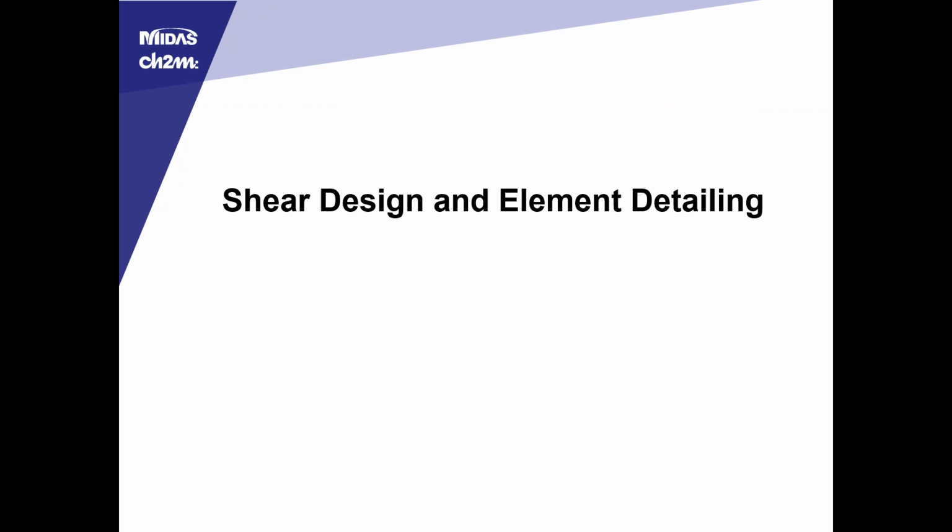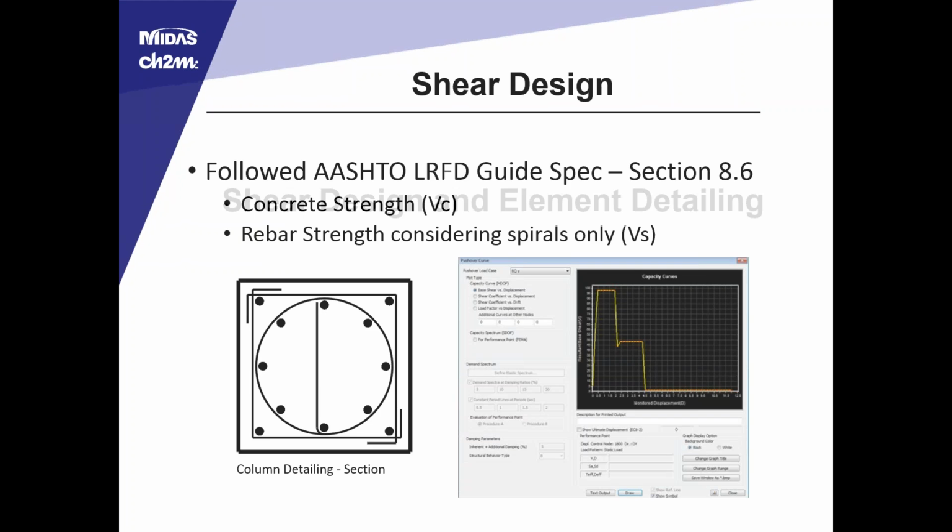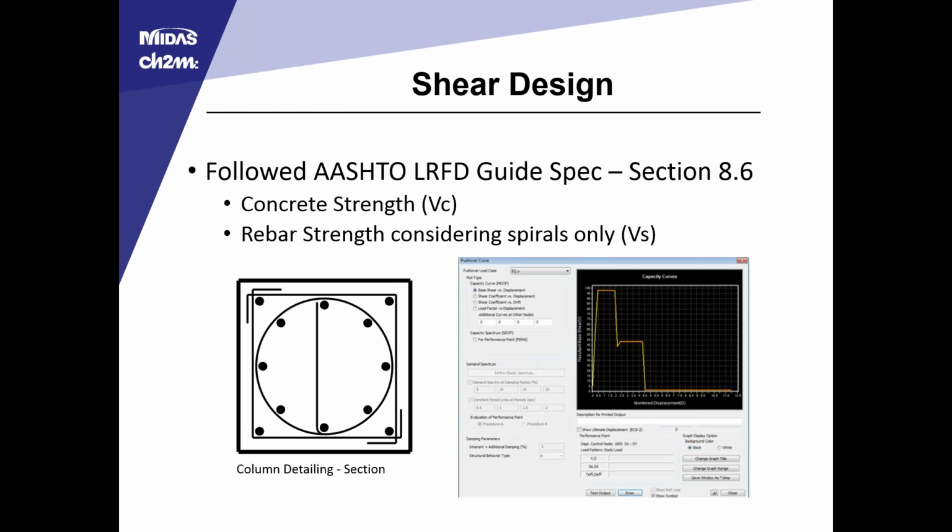So once we had the shear values for each column based on the pushover analyses, we moved into the shear design with the element detailing. For the shear design, we followed the AASHTO LRFD guide spec, used the concrete strength, also the spiral strength for the steel strength. Once again, did not rely on any shear capacity of these outside architectural ties. That was just there to hold the concrete cover intact. And the shear value we used was the highest value from the 3 pushovers.